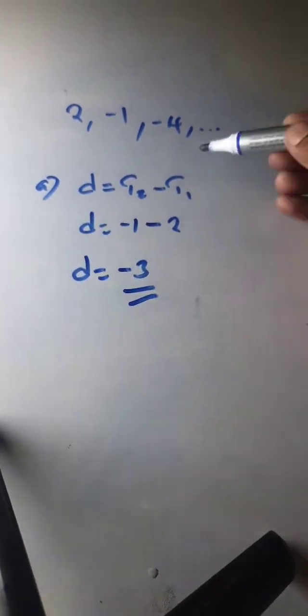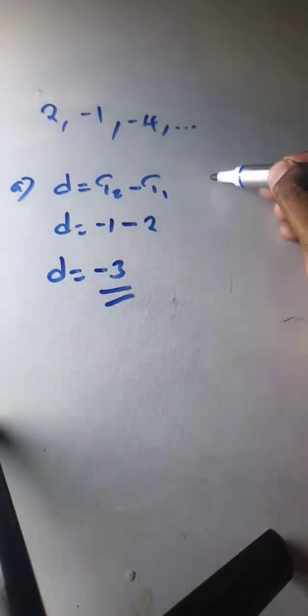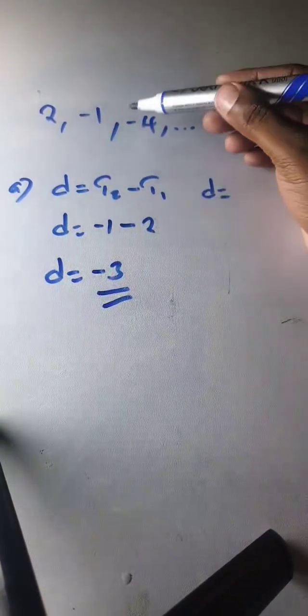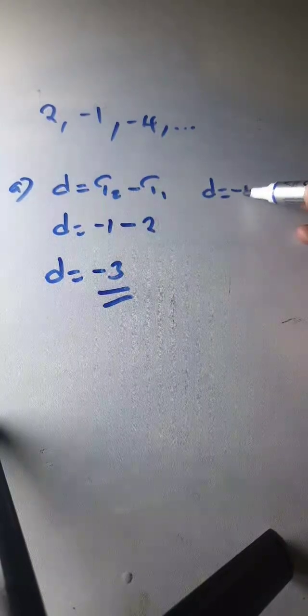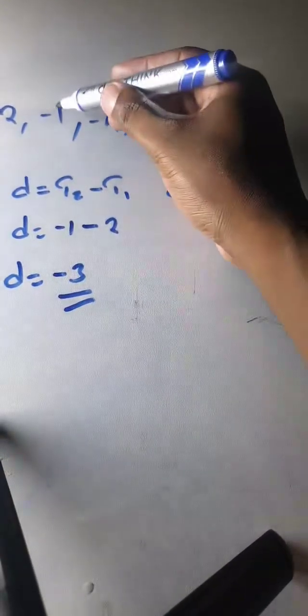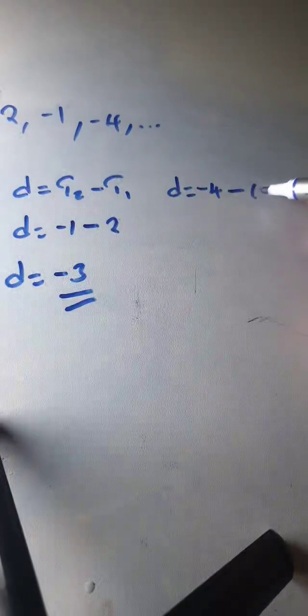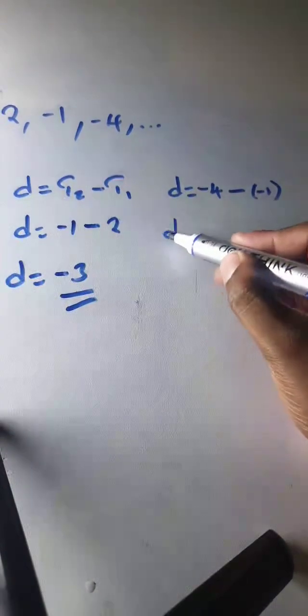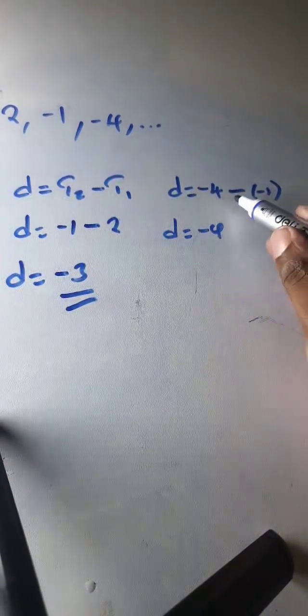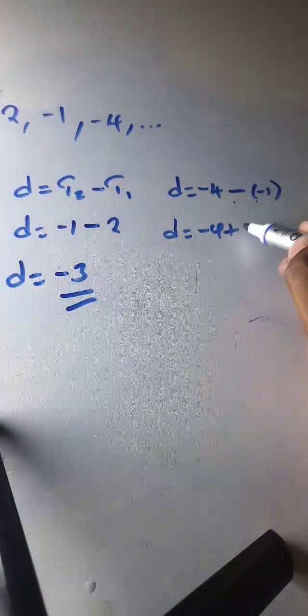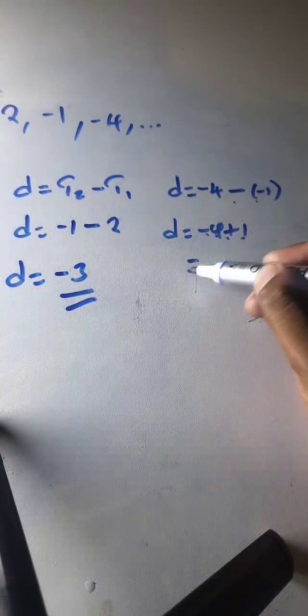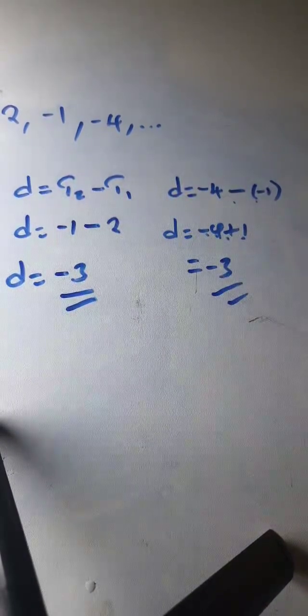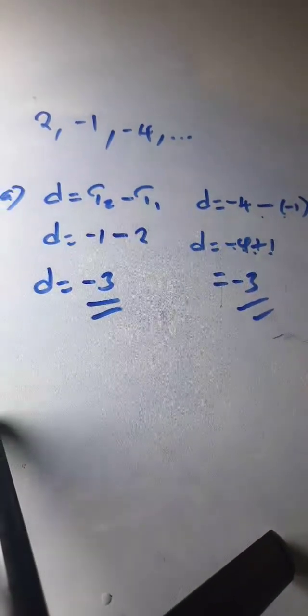Either way, you can still find the common difference by simply saying common difference is equal to third term, which is -4, minus second term, which is -1. Then you say -4, negative times -1 is +1, so -4 plus 1 is -3. We can still solve it like that.